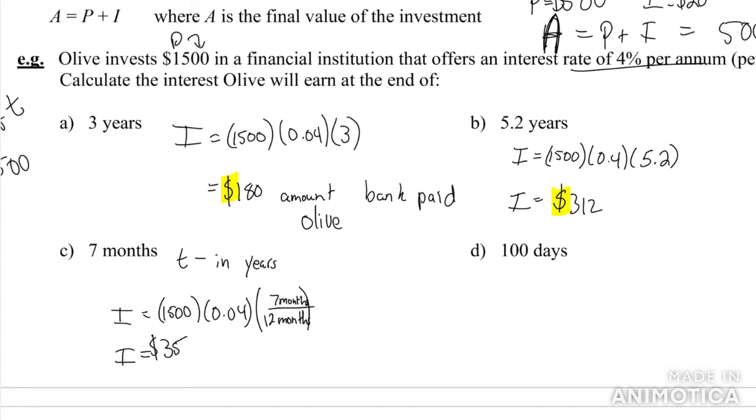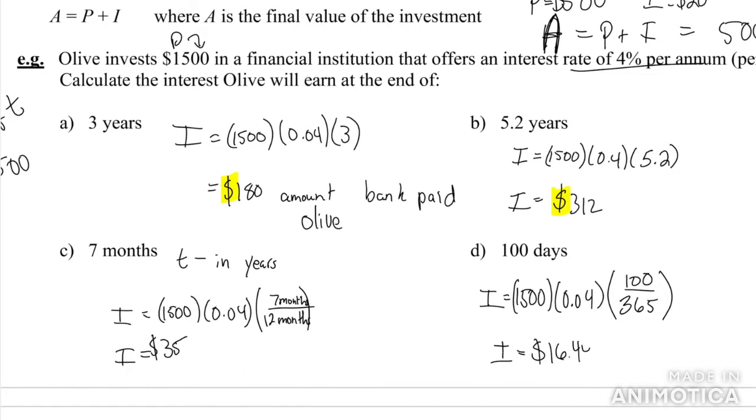Last but not least, for question D, 100 days. So again, my time still has to be in years. So now I have I is equal to 1500, 0.04. So that hasn't changed. But now I have 100, and I need to think about how many days are in a year, and I put that on the bottom. So there's 365. And that gives me an interest value of $16.44. So not too bad so far.